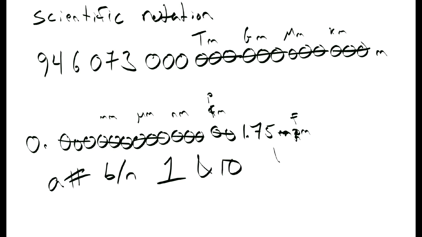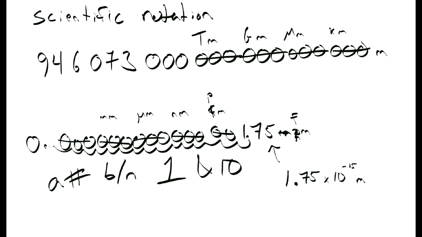And so, like right here, we moved the decimal place over 1, 2, 3, 4, 5, 6, 7, 8, 9, 10, 11, 12, 13, 14, 15. And we got a number between 1 and 10, 1.75. So to write that in scientific notation, it is 1.75 times 10 to the negative 15 meters.